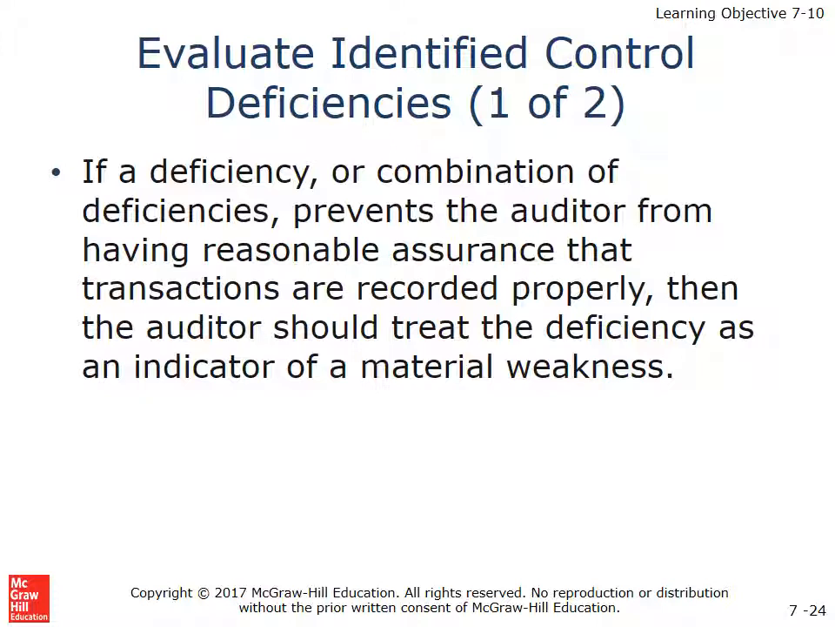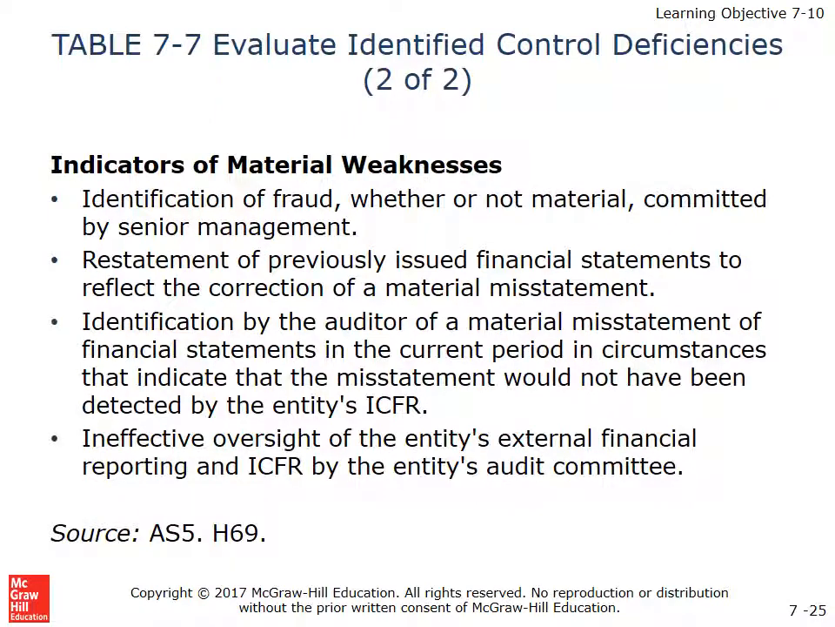If a deficiency or combination of them prevents the auditor from having reasonable assurance that transactions are recorded properly, then the auditor should treat the deficiency as a material weakness. And we know material weakness is bad, right? So, page 237, table 7-7, the indicators of material weakness. And here they are on a slide.